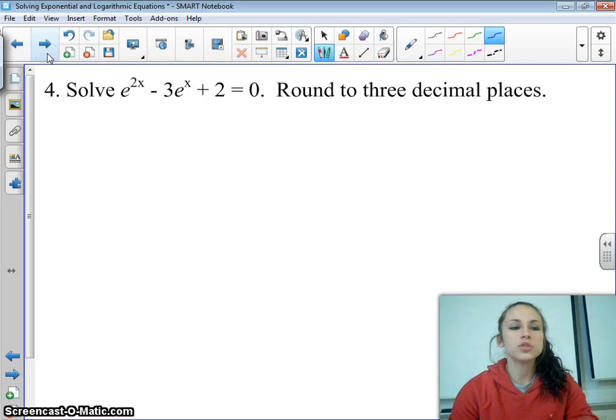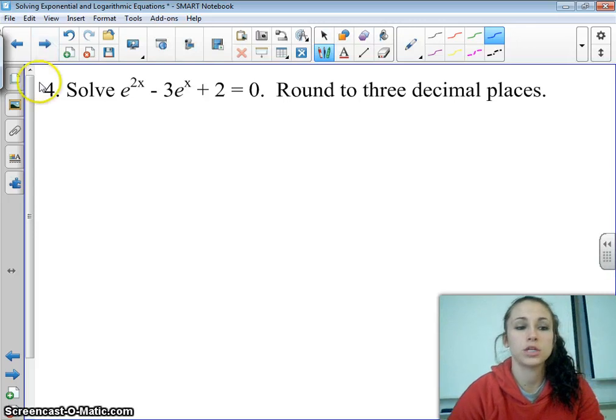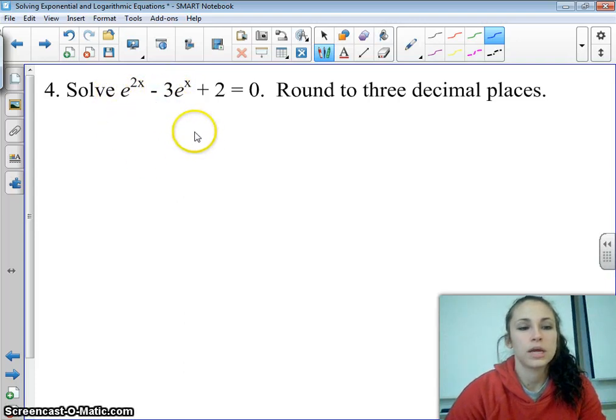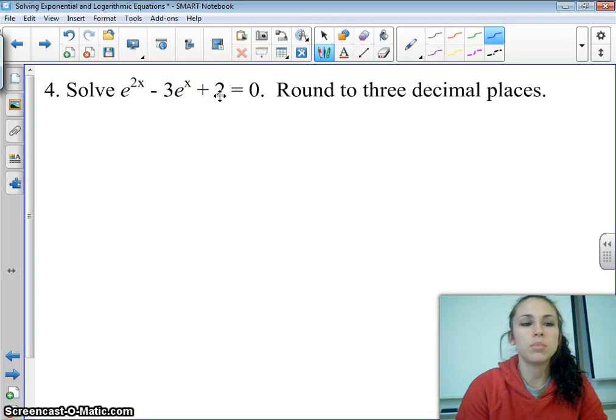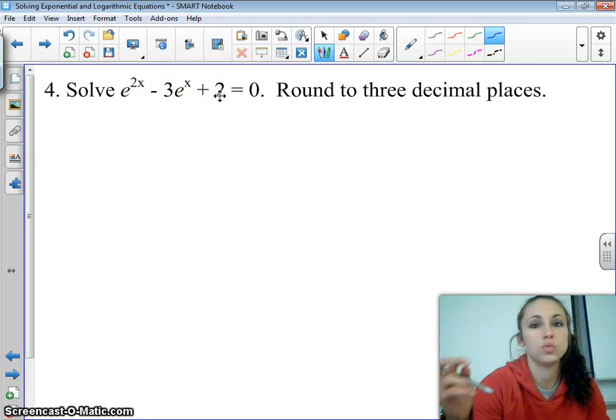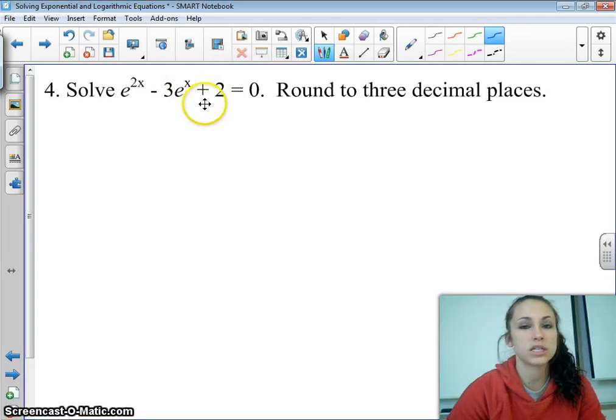Alright, this one is a little different because you can tell that this has 2 different bases in it, and they're being raised to 2 different powers. Okay, and so this one is a type of equation that we've actually solved back in Unit 1. And we're going to use a method that we used in Unit 1 to solve this. Hopefully you remember. But I'm going to use the U method, okay, because this is like a quadratic type equation.